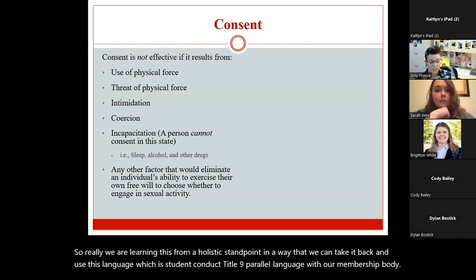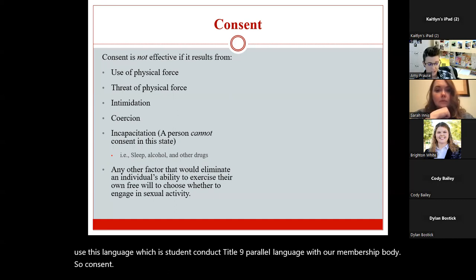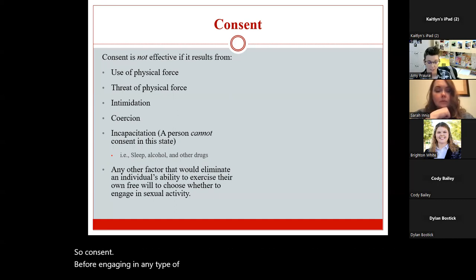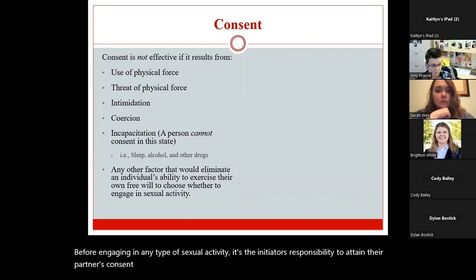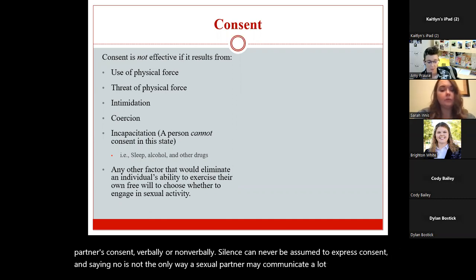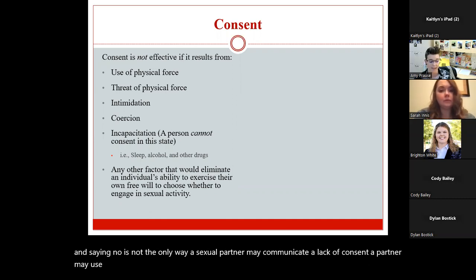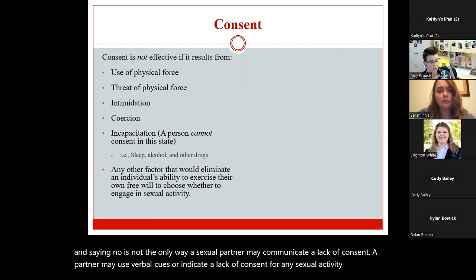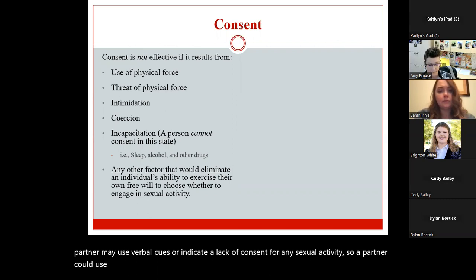So consent. Before engaging in any type of sexual activity, it's the initiator's responsibility to obtain their partner's consent, verbally or non-verbally. Silence can never be assumed to express consent, and saying no is not the only way a sexual partner may communicate a lack of consent. A partner may use verbal cues to indicate a lack of consent for any sexual activity. A partner could also use nonverbal cues to indicate their lack of consent for any sexual activity.